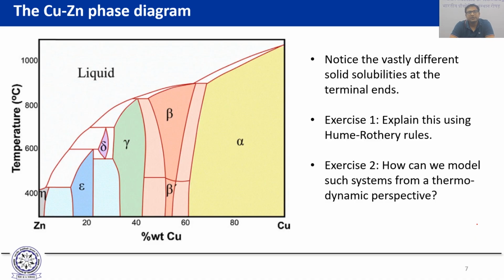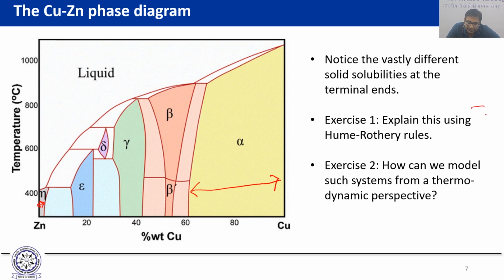But then you have some rather complicated phase diagrams which are not symmetric. For example, if you look at the copper zinc phase diagram, you will see that there is a tremendous solubility of zinc in copper, but very little solubility of copper in zinc. What this would suggest is that the interactions where copper is surrounded by zinc and where zinc is surrounded by copper are going to be vastly different. And that is reflected in these vastly different solid solubilities at the terminal ends.